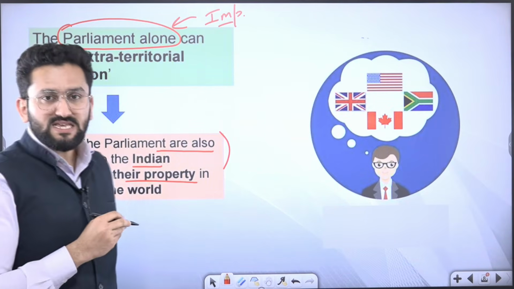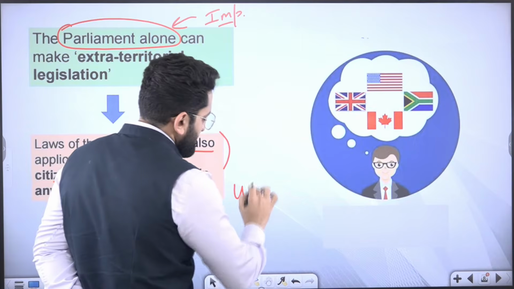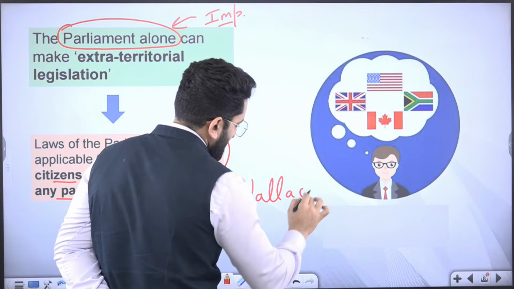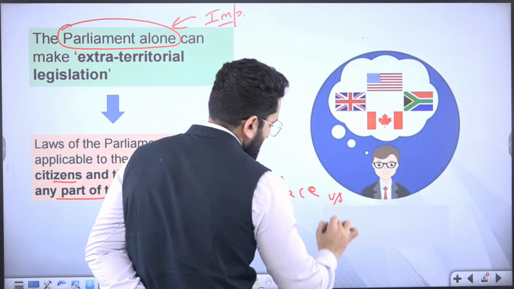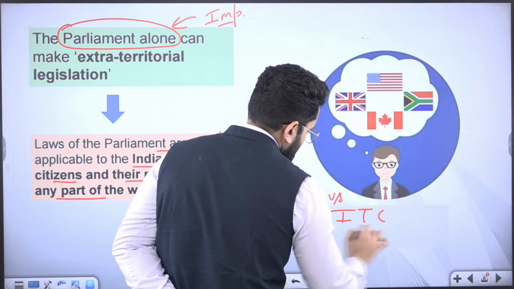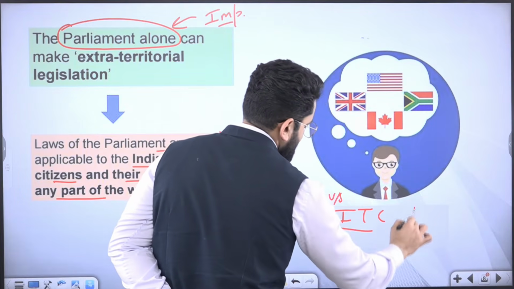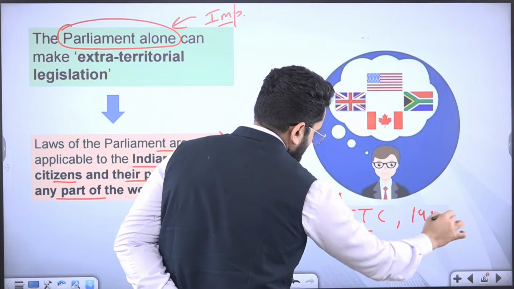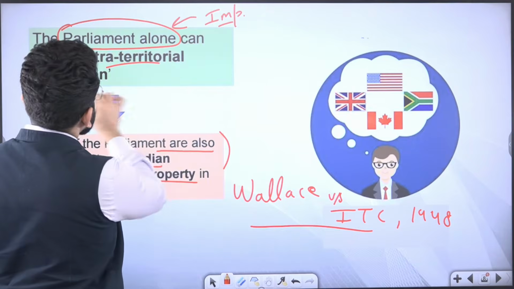There's a famous case in here. Wallace versus Income Tax Commissioner, 1948. Okay, this is related to extraterritorial legislation.